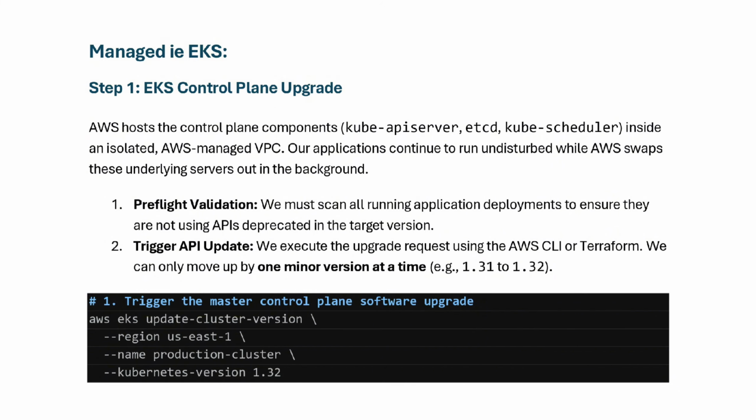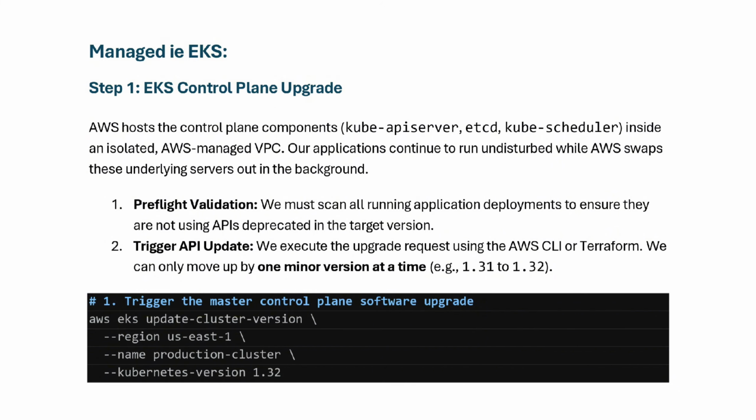First is pre-flight validation. We scan for all running application deployments to ensure they are not using APIs deprecated in the target version. Then we trigger the API update. We execute the upgrade request using AWS CLI or Terraform. We can only move up by one minor version at a time, which is the prerequisite step we discussed. For example, if it is 1.31, we must go to 1.32, not 1.33.